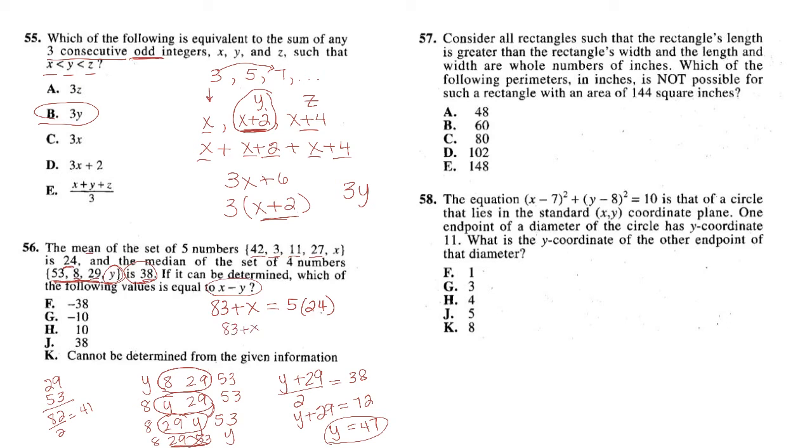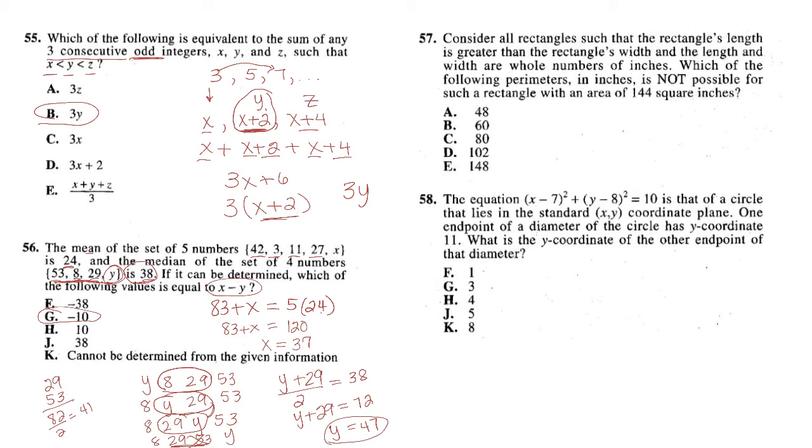We have 83 plus x equals 120. And so x is going to be equal to, if we subtract that over, we're going to end up with 37. And so the difference in those two, x and y, is going to be negative 10.